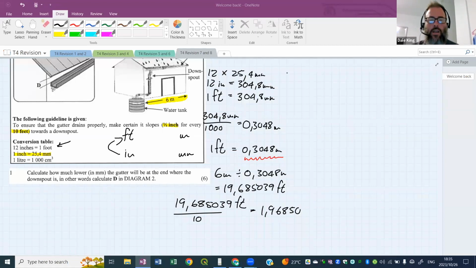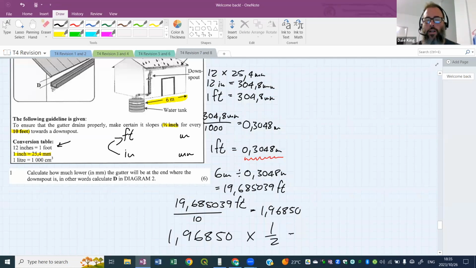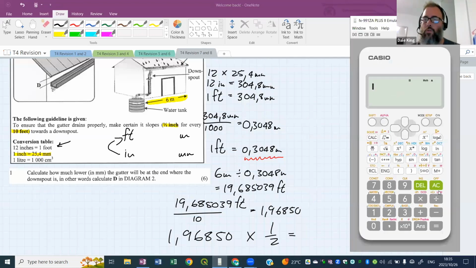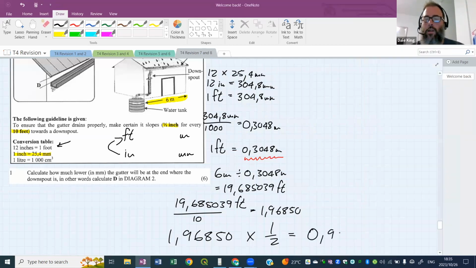All right. So now I'm going to say, I don't have 2. I've only got 1.96850 of these things. And each one of them is a half inch. So then how many do I have? It should be close to 1, shouldn't it? So 1.96850 times a half. I'll write the fraction. It should be close to 1. Yes, it is. So 0.98425 inches.